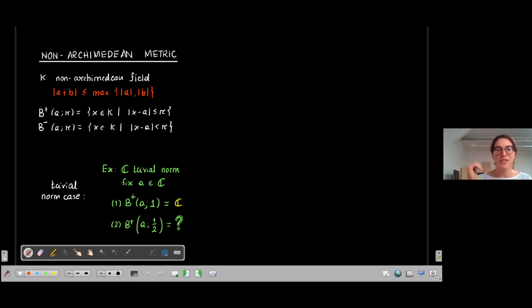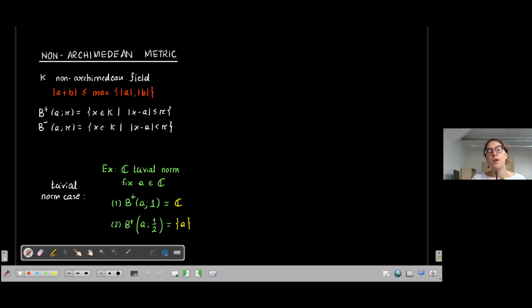Okay, I see that some people are reacting and indeed the answer is correct. So in this ball, we will only have the element A, because now all the elements different from A will be at distance 1. And so if we take the ball of radius 1/2, then we will just end up with a singleton.